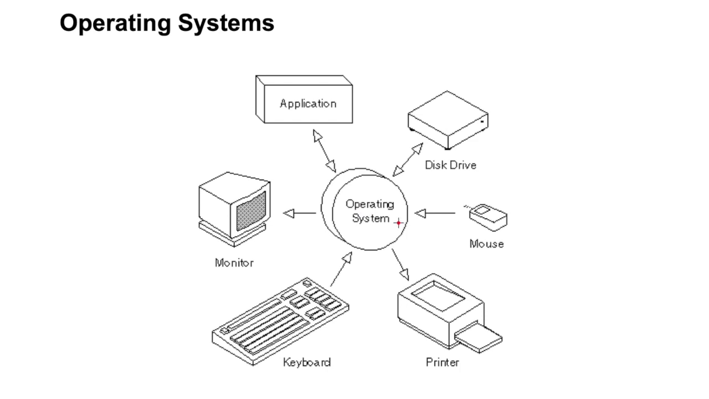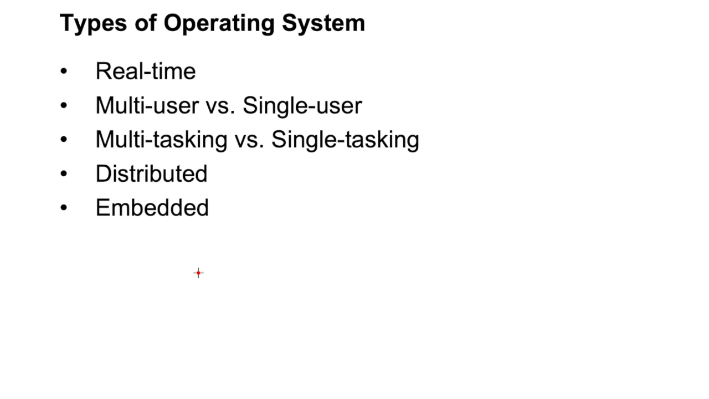So operating systems interact with the applications. All the hardware drivers, mouse, printer, keyboard, monitor, are all connected or operated by the operating system, which acts as a bridge between the user and the hardware. So there are different types of operating systems.